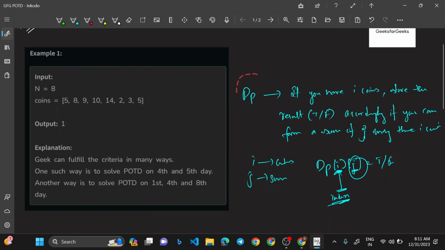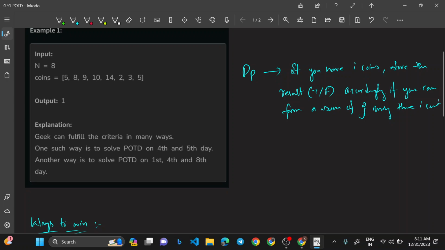Starting with the base case. Base case in the sense, common sense. Whenever you come to the base case, that means you use your common sense. What is that common sense? With zero number of coins, can you make any sum? No, it is not possible. False. So with zero number of coins you can never make any sum, so it's false.